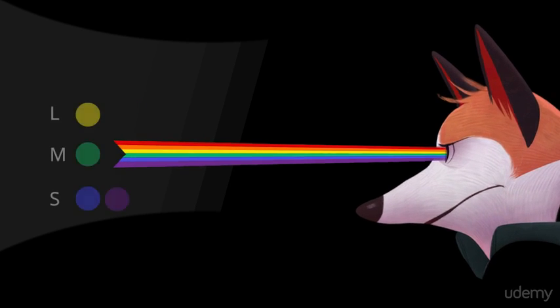Our eyes have 3 cones, L, M and S. All cones are more sensitive to 1 or 2 more specific wavelengths. L cones yellow, M cones green, and S cones blue and violet.